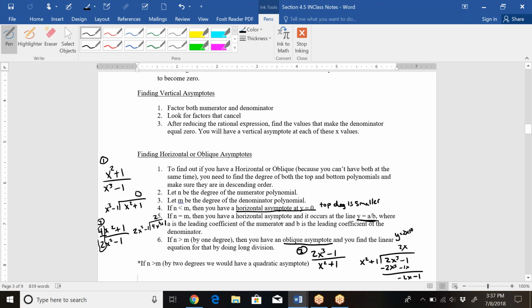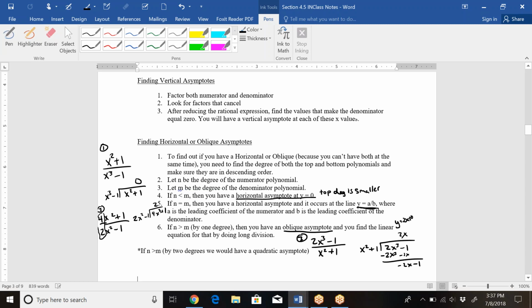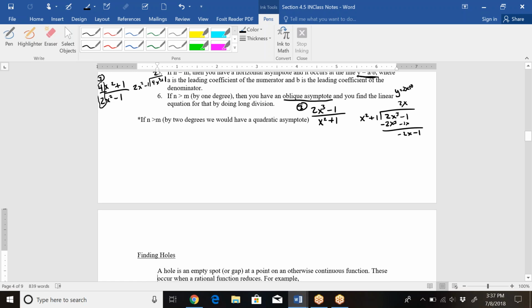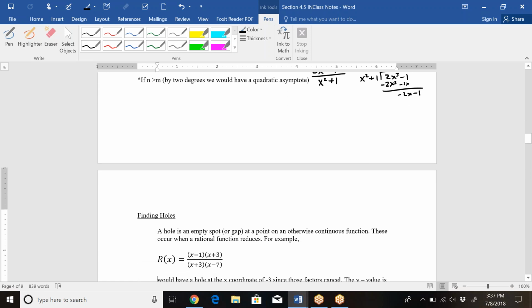So again, like I said, we're going to do like 7 or 8 graphing examples in class. So I feel like you'll see a lot more of that then, but that's kind of how we find those.